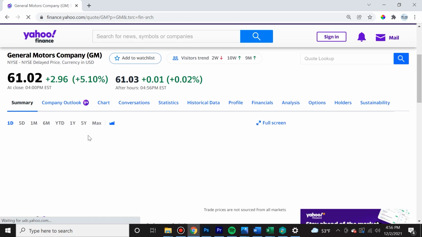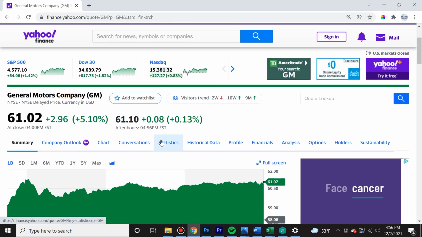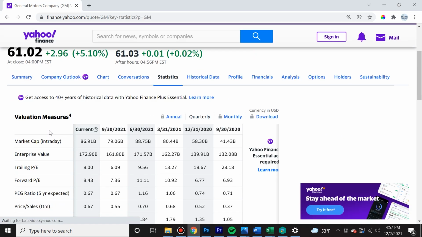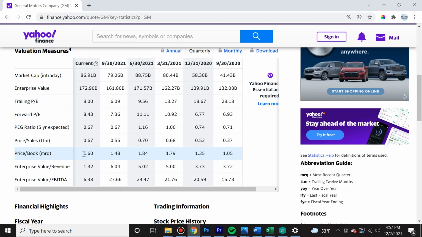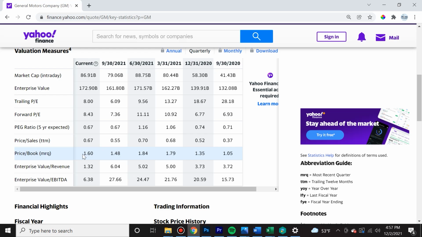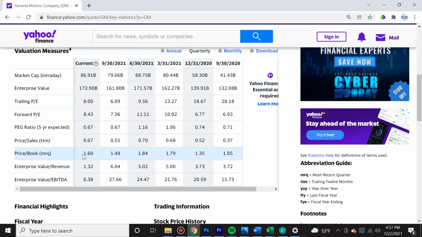If we take a look at GM and click on statistics, we will see that their PB ratio is 1.6, so it's actually lower. Now, this might suggest that GM is trading at a better value than Ford. However, remember, PB is a past metric. It's a historical metric. Price is forward-looking.